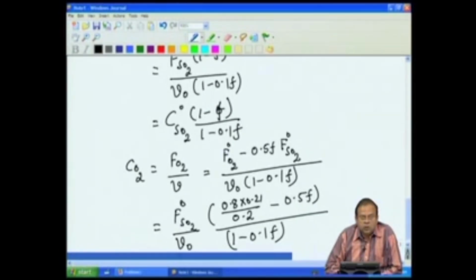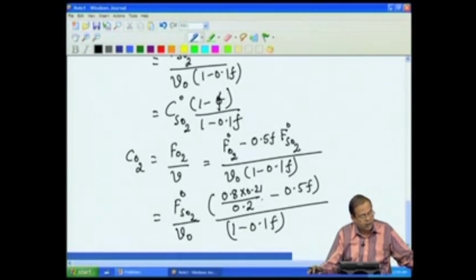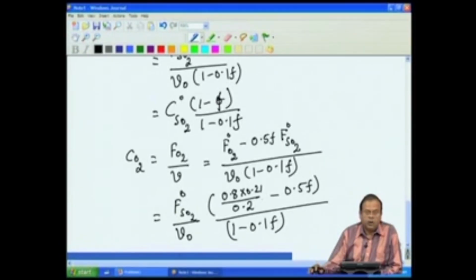What are all these? On the top is 21% of air, which was 80% of the total feed, which is oxygen, and in the denominator here is 0.2, which is my mole fraction of SO2. So, likewise we can go and complete my kinetic or my concentration expressions. I leave it to you to try out for concentration of nitrogen, concentration of SO3 and so on.